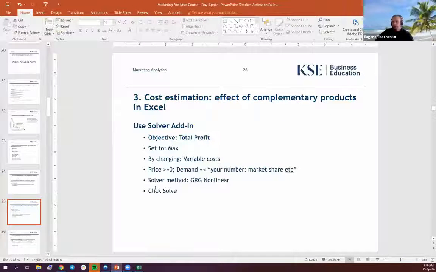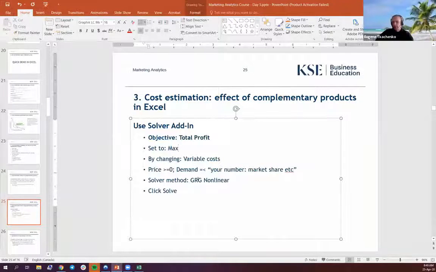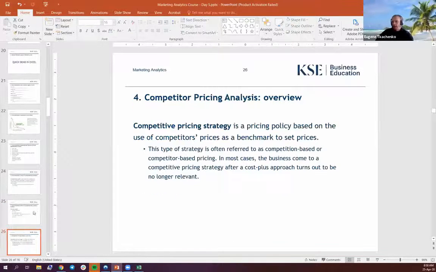So again, there are some ways of using and estimating the effects of complementary goods in Excel. It's a similar method. This time, you'll be dealing with profitability, and the assumptions pretty much will be the same, and I mean the model specifications. So again, in most cases, it's a nonlinear function.